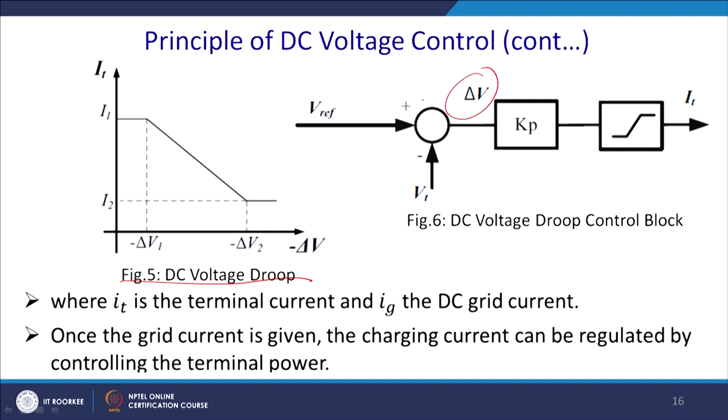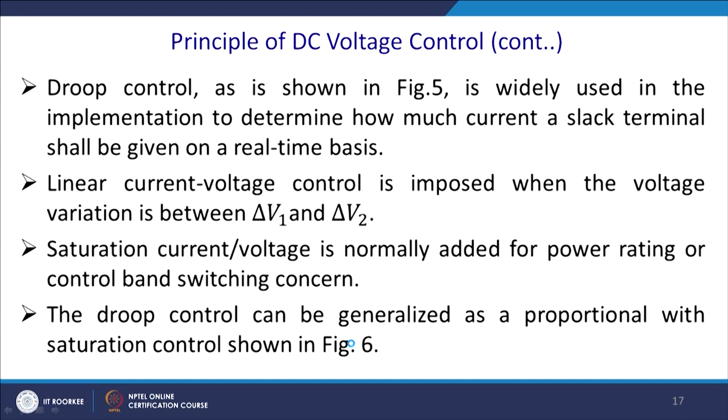You have a delta error, then you may have a proportional plus integral control, that is a PI controller, and thereafter a saturation block, and you can calculate the IT that is required to charge this cable. But IT is the terminal current and IG is the grid current. Once the grid current is given, the charging current can be regulated by controlling the terminal voltage. Droop control, as shown in figure 5, is widely used in implementation to determine how much current a slack terminal shall give on a real time basis. Please recall your power system analysis, you have slack buses, so in this case we have a slack terminal.